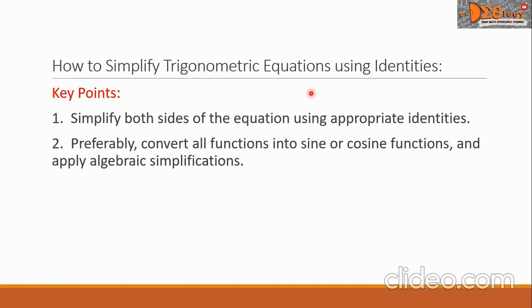We are going to simplify trigonometric equations using identities, and here are the general points. Number one, simplify both sides of the equation using appropriate identities. Number two, preferably convert all functions into sine or cosine functions and apply algebraic simplifications.